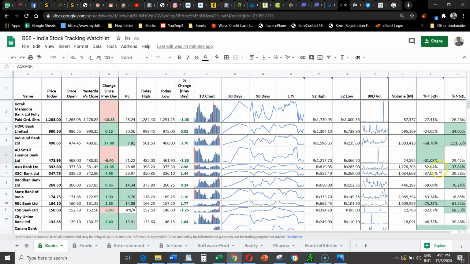I don't even look at these, right? I just look at what I've highlighted. So this is how very quickly I know which stocks to zero down. And then once I'm done with my banks, I will go to IT, I will go to pharma, I will go to consulting, and then I know what stocks to work on today.